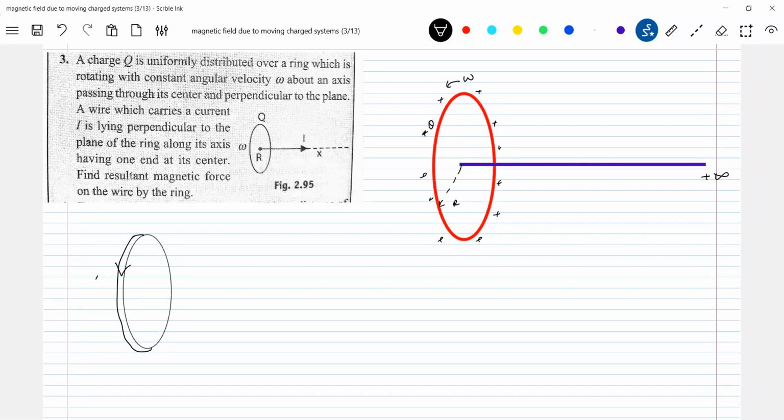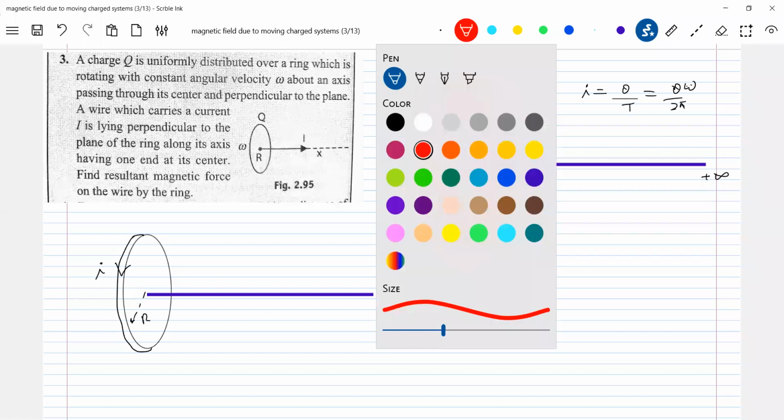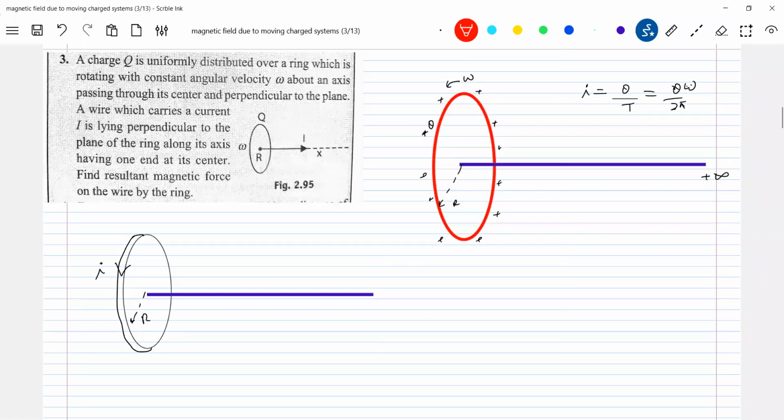What about the direction of current? The direction of the tangential velocity. And this is the semi-infinite wire, and the ring is equivalent to a current carrying ring. How to calculate the current I? Again, I is equal to Q by time period, so Q by 2 pi by omega. Okay, this is the expression for current. And what is the magnetic field on the axis of the ring?